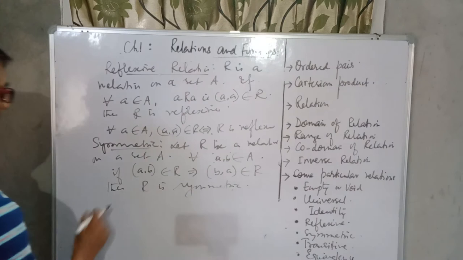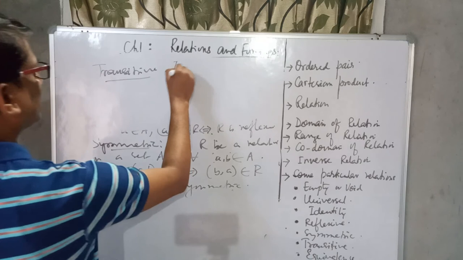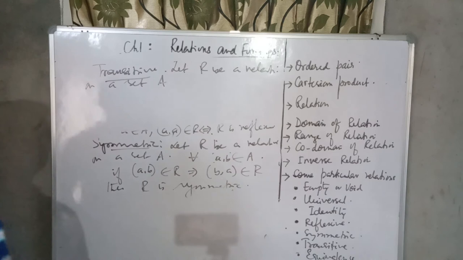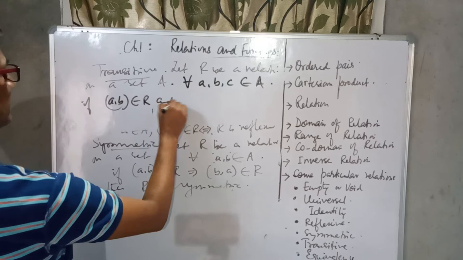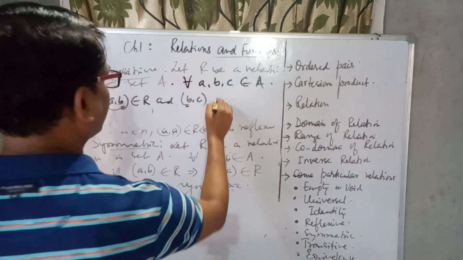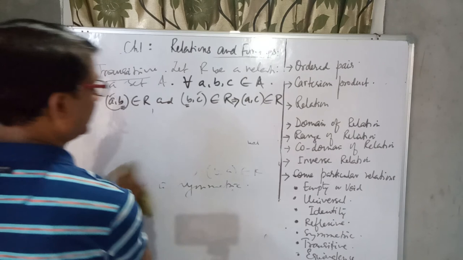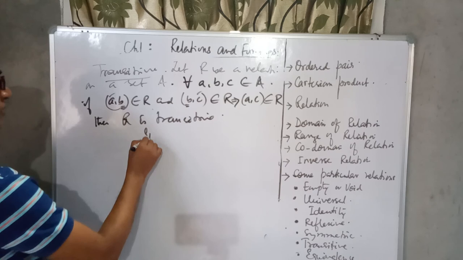What is transitive? Let R be a relation on a set A. For all a, b, c belongs to A, if (a, b) belongs to R and (b, c) belongs to R, be careful here, the common element should be common, it implies that (a, c), the first one and third one, belongs to R. Then R is transitive.